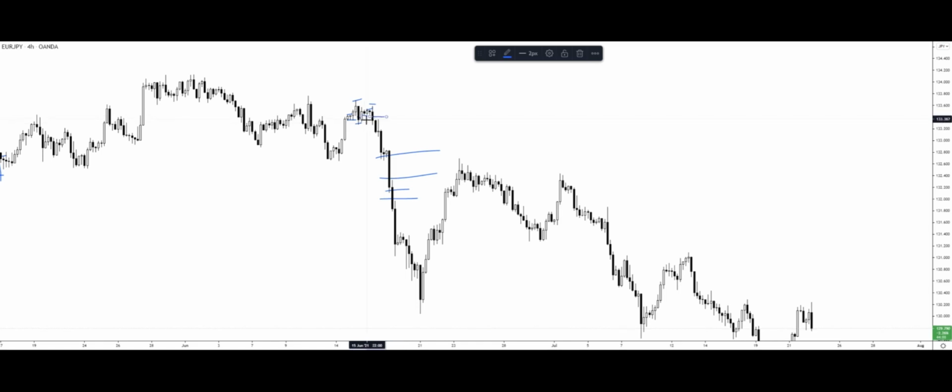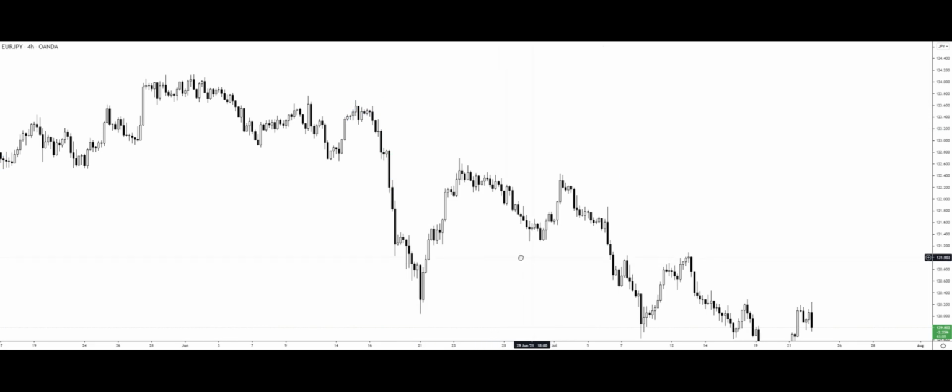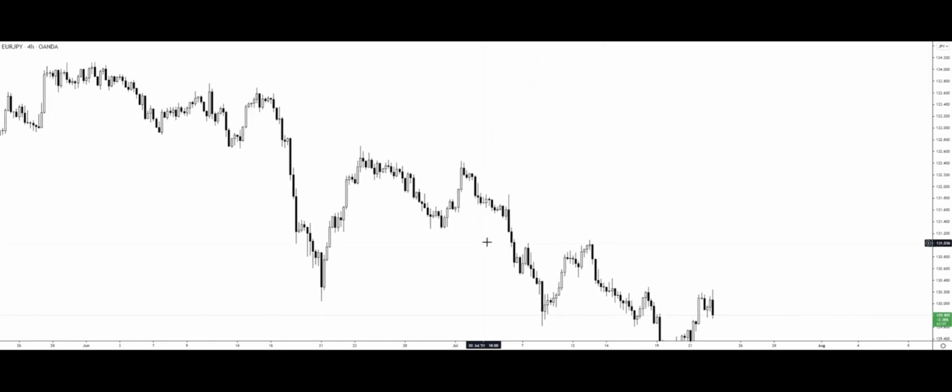There's an imbalance here, but look what happened. Price came back up and wicked into it and then continued lower. So that wouldn't be a valid order block because the imbalance has already been filled, okay? We'll talk about what makes a valid order block in separate videos, but in order for there to be a valid order block, there needs to be a wick that hasn't been cut. When I say cut, I mean an imbalance that hasn't been cut.